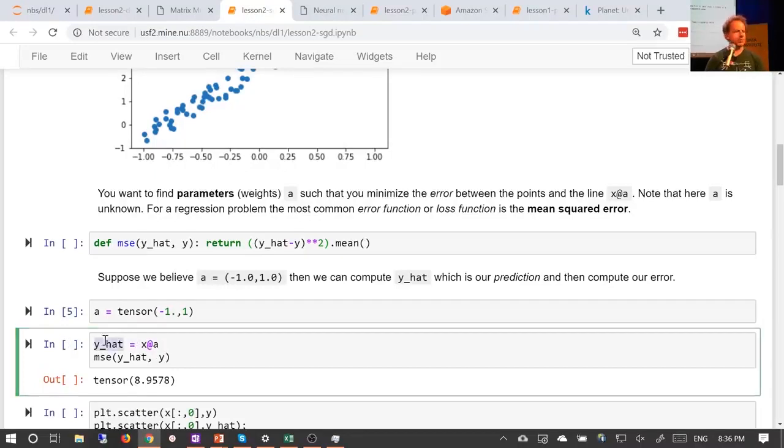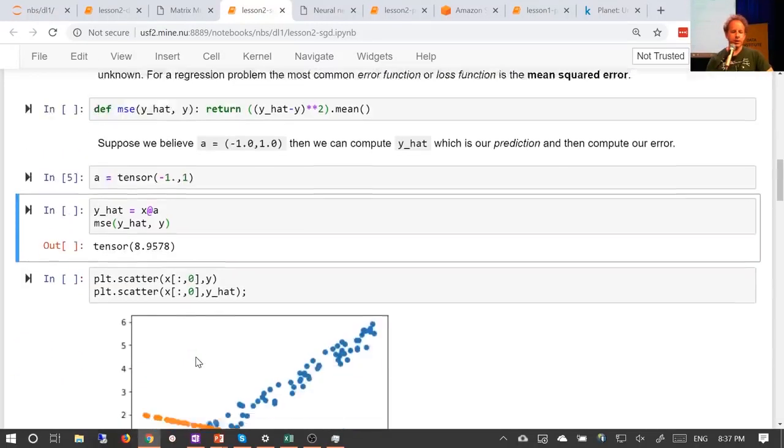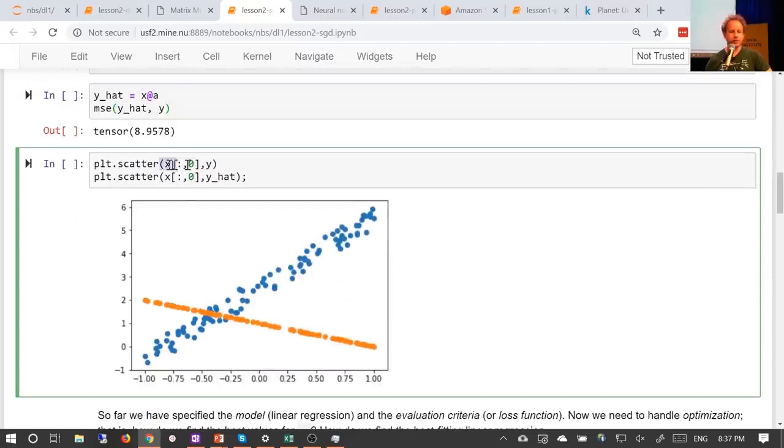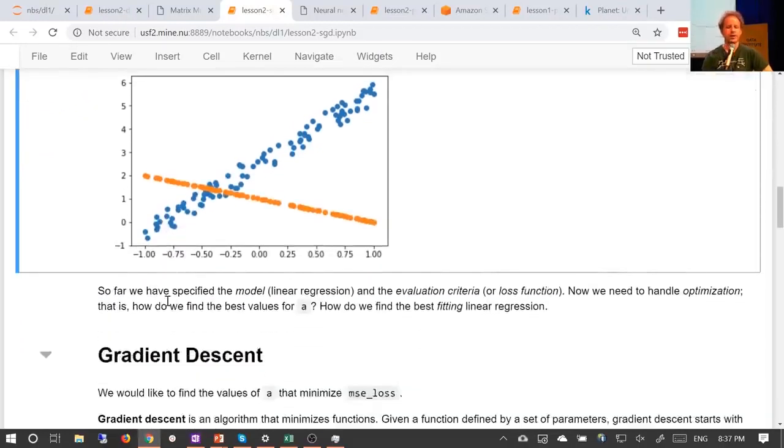And so now we can calculate our predictions with this random guess, x at A, matrix product of x and A. And we can now calculate the mean squared error of our predictions and our actuals, and that's our loss. Okay, so for this regression, our loss is 8.9. And so we can now plot a scatter plot of x against y, and a scatter plot of x against y hat, our predictions, and there they are. Okay, so this is the minus 1, comma, 1 line, and here's our actuals. So that's not great, which is not surprising, because it's just a guess.